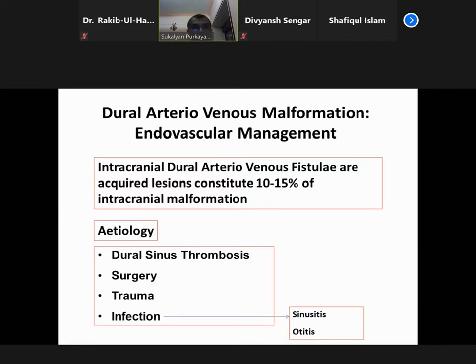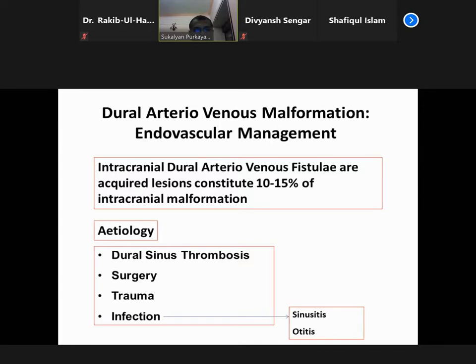Now, the etiology is also not very clear to us. Here we have written around 10 to 15%, but many literature sources say that the incidence may be quite low. But 5 to 10% should be a good estimation.